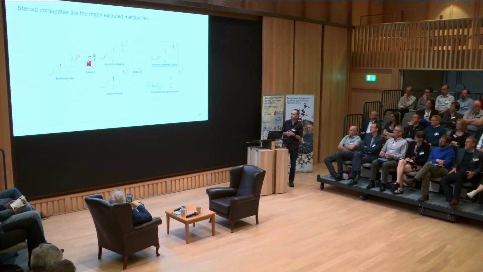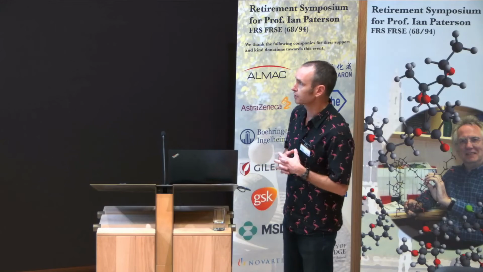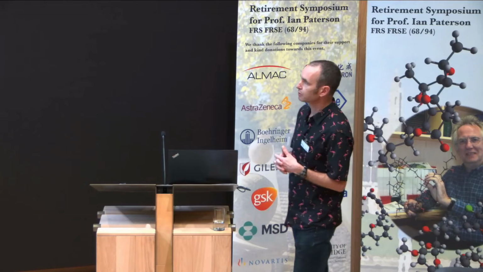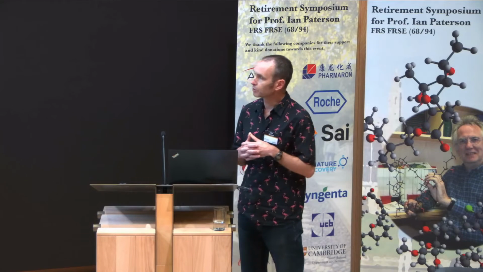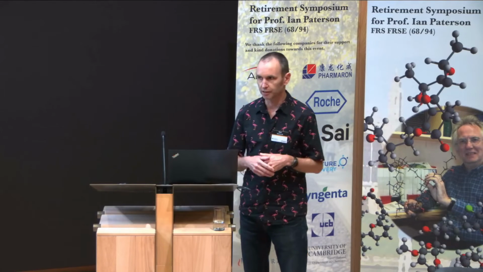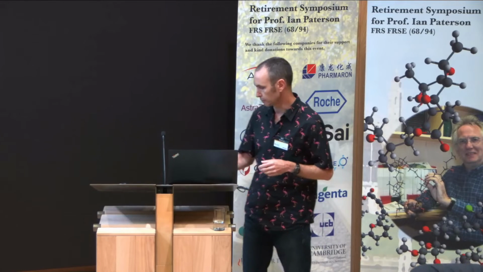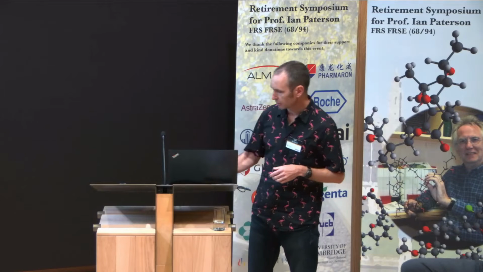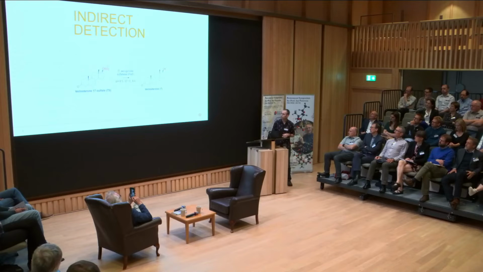Phase 1 metabolism is oxidation and reduction, hydrolysis reactions, hydroxylations, things like that. And then we have phase 2 chemistry, which is conjugation with glucuronic acid or sulfate. And these facilitate excretion from the body. So last time I talked a little bit about glucuronides. I'm going to talk about sulfates in this talk.